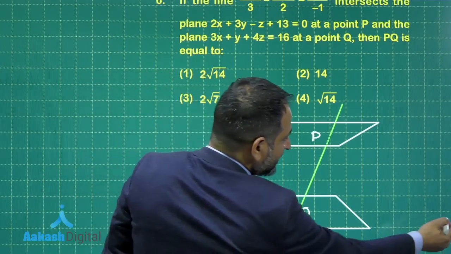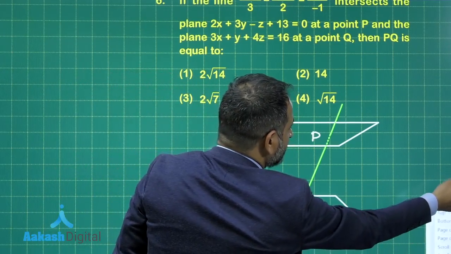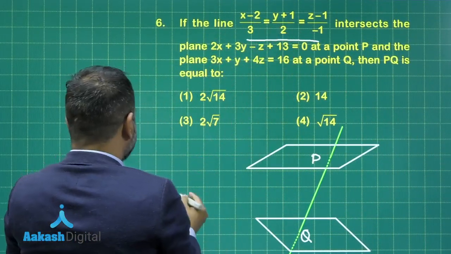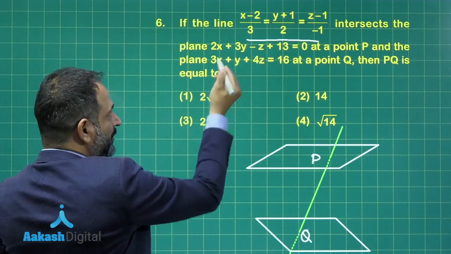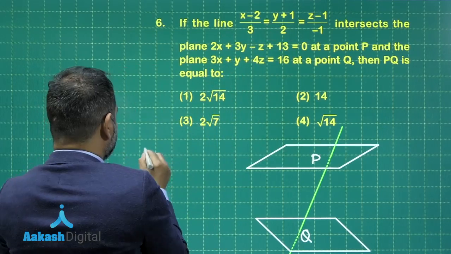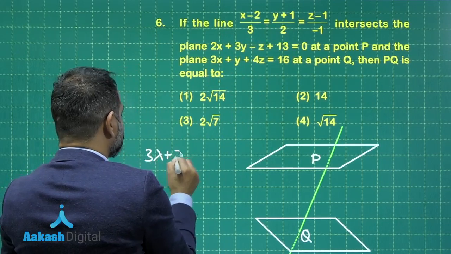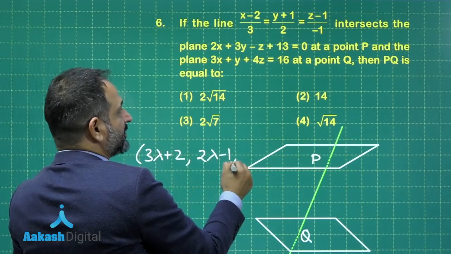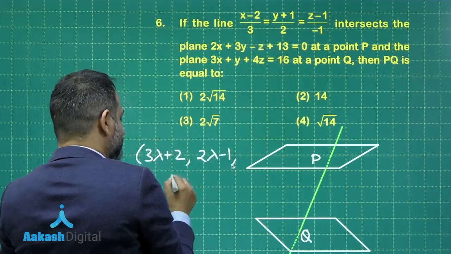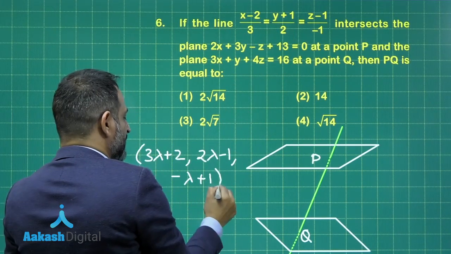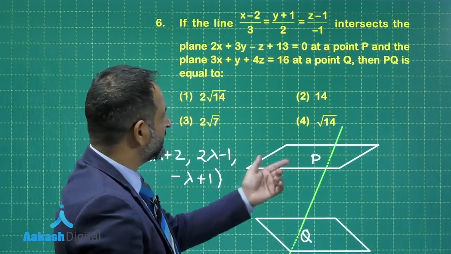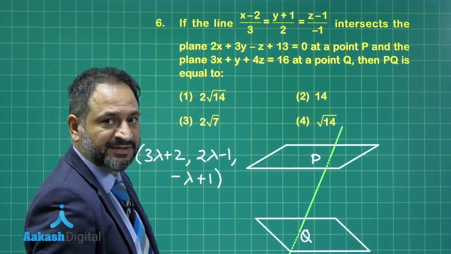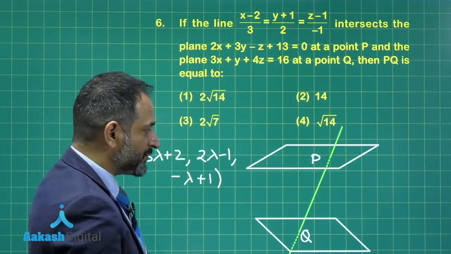So, let us first take any point on the line. If we equate this to lambda, then the point can be taken as 3 lambda plus 2, comma, 2 lambda minus 1. You can notice from here, and it is minus lambda plus 1. So, this is a point which we have taken on the first plane. Now, if I satisfy this point in the first plane, I will get the required value of lambda.